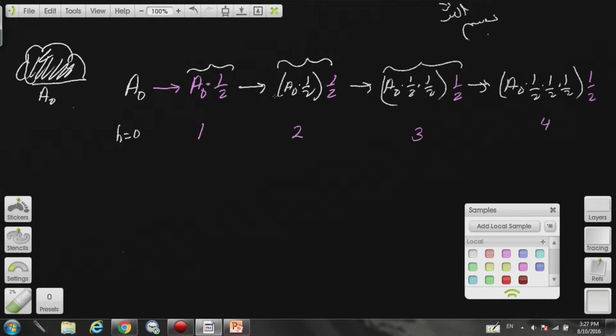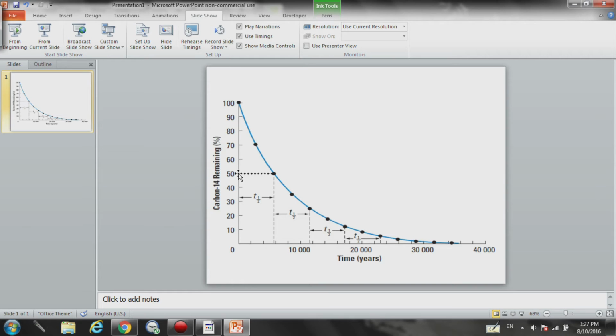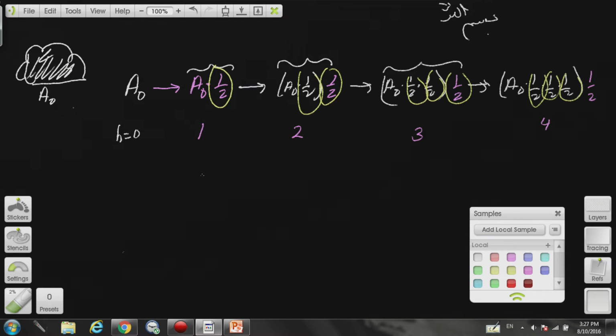Now, if you observe this, what's happening here is that you're multiplying by half every time. Right? So that's what this graph is saying: one half of the remaining, half of that remaining half. So basically multiplying by 1/2. So the amount of stuff that remains after a certain half-life will be the initial amount multiplied by 1/2 to the h, the number of half-lives.